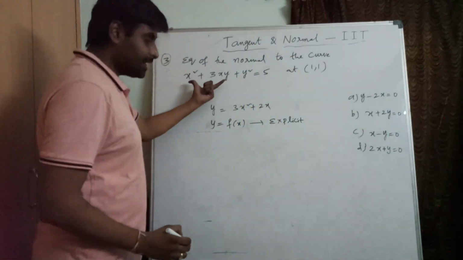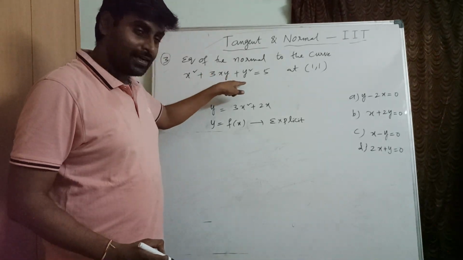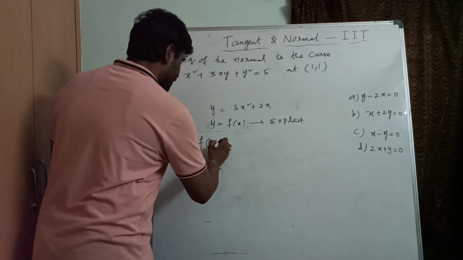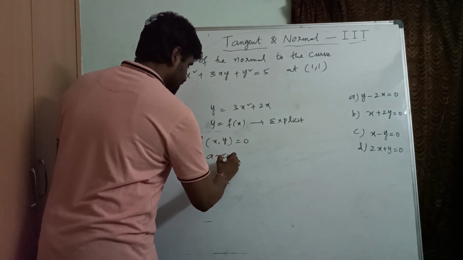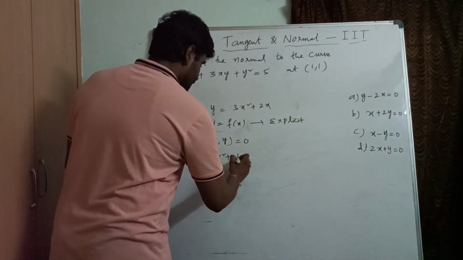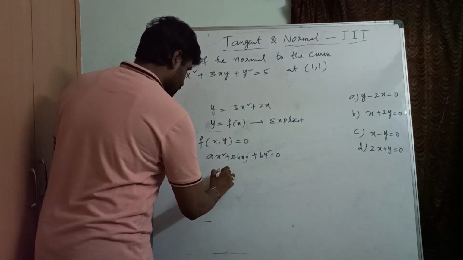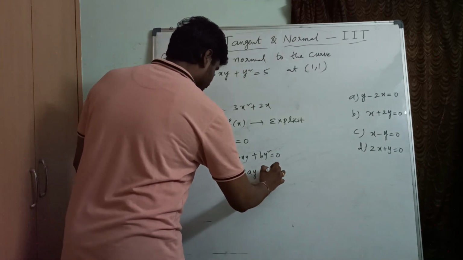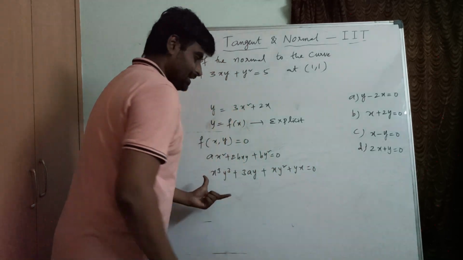But whenever you are given an expression which contains both x and y, like this, f of x comma y equal to 0 form, like ax square plus 2hxy plus by square equal to 0, or x cube y cube plus 3ay plus xy square plus yx equal to 0, like this.